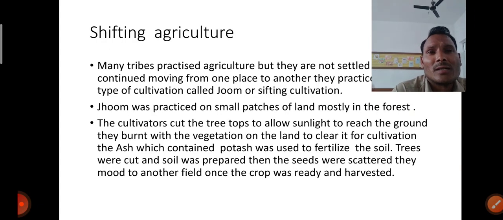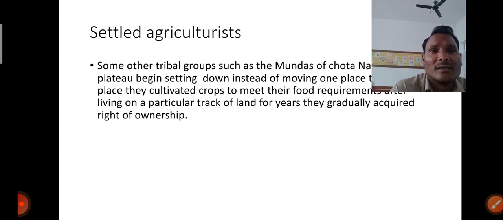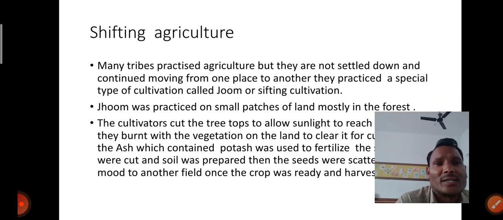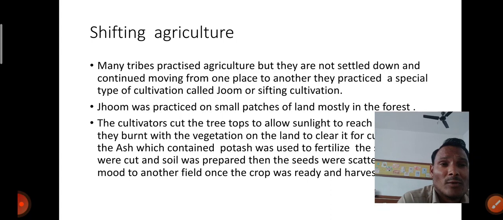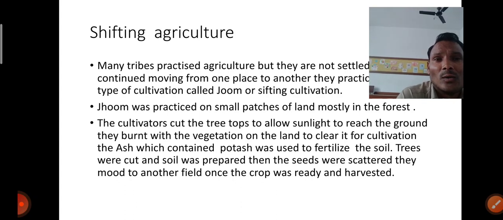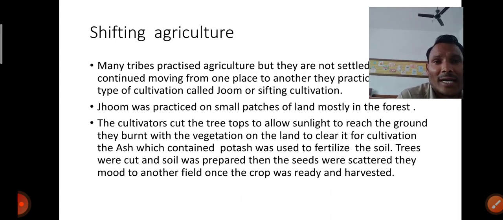Clear? Now some other features of the cultivation. Many tribes practiced agriculture but did not settle down. They continued moving from one place to another. Jhoom was practiced on small patches of land, mostly in remote forest areas. The cultivators cut the trees' tops to allow sunlight to reach the ground. They burned the vegetation to clear the land for cultivation. The ash, which contained potash, was used to fertilize the soil.